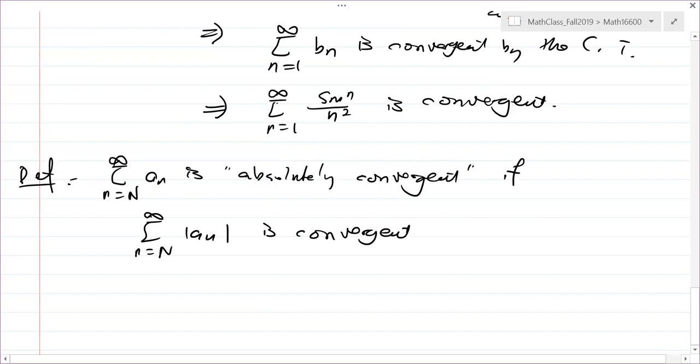Is there any series which is convergent but not absolutely convergent? Yeah, because you see this implies this is convergent always, okay? We just proved that by the theorem.